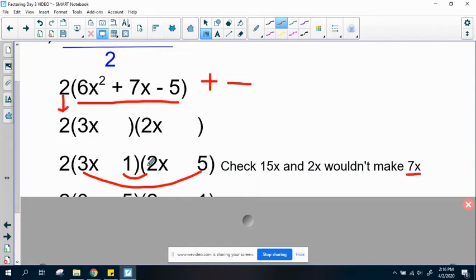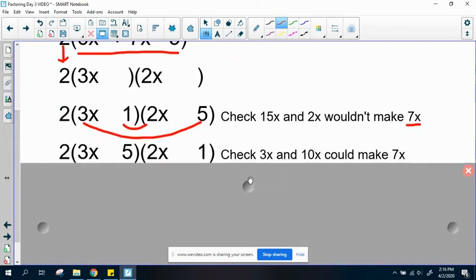Oh, wait, 15 and 2 do not make 7. Sorry, I was thinking 5 and 2 did. 15 and 2, there's no way that that would make 7. So the easiest thing to do is to switch the 5 and the 1, and that's what I did here.